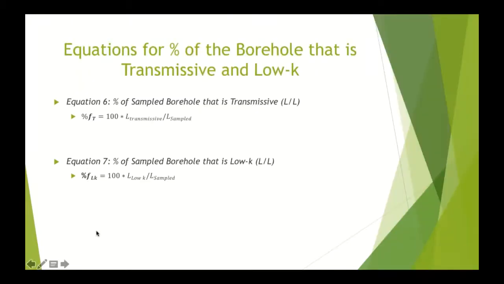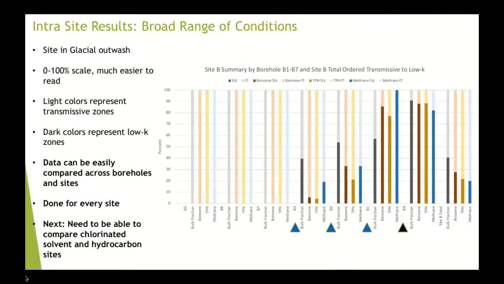Next, these are the equations used to define the percent of the borehole that is transmissive or low-K. Equation 6 is the percent of sample borehole that is transmissive and is equal to the length of borehole defined by transmissive zones divided by the total length of sample boreholes. So length transmissive divided by length sampled. The calculation is then repeated for low-K zones.